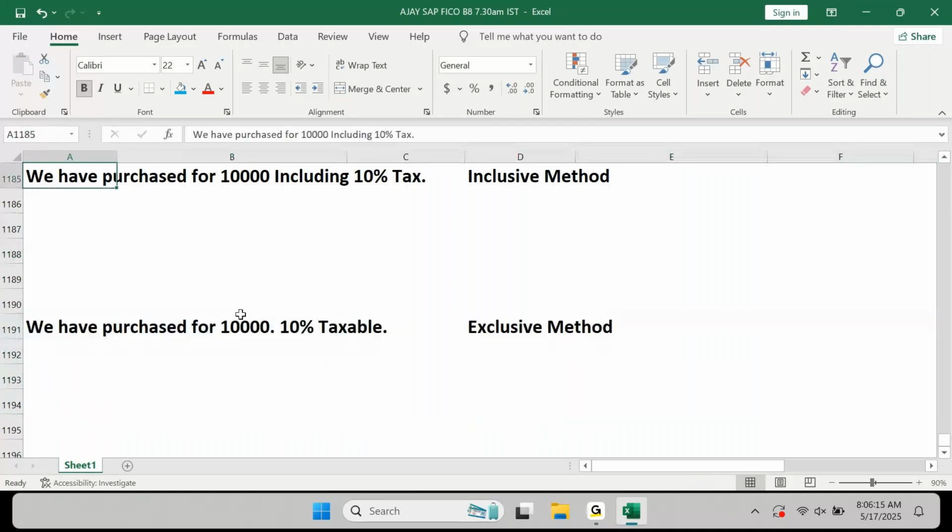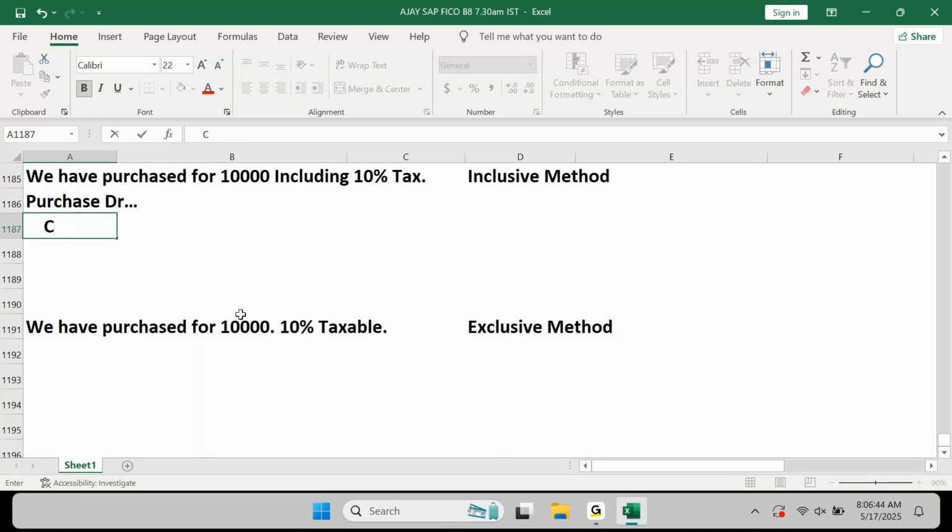When you are purchasing, is it from a vendor or from a customer? From a vendor. First, write down the normal accounting entry as we are all aware of the purchase. What is the normal accounting entry for purchase? Purchase account debit, to vendor credit. This is the normal accounting entry for purchase, which we are all aware of.